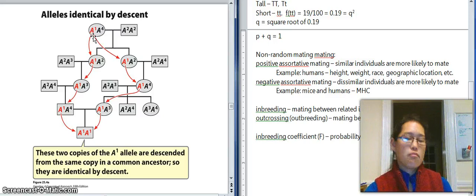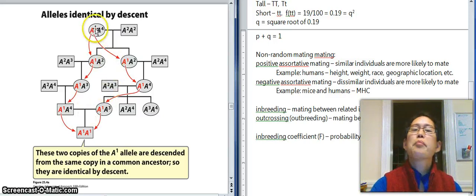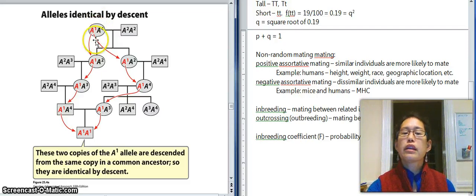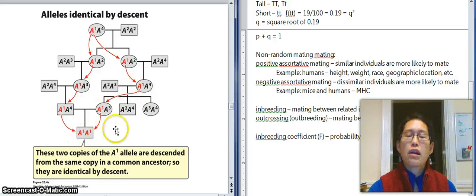So here, this great-grandma gave this A1 allele to both of her daughters, who then passed it down to a daughter, and then to a son, and then to this individual, and it was also passed down on the other side of the pedigree, and they wound up the same, basically. And so the inbreeding coefficient is the probability in a given population that an individual has two alleles that are identical by descent.